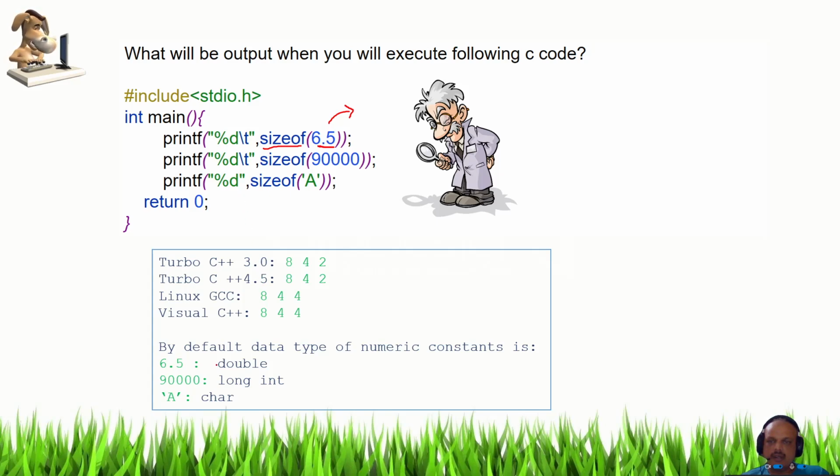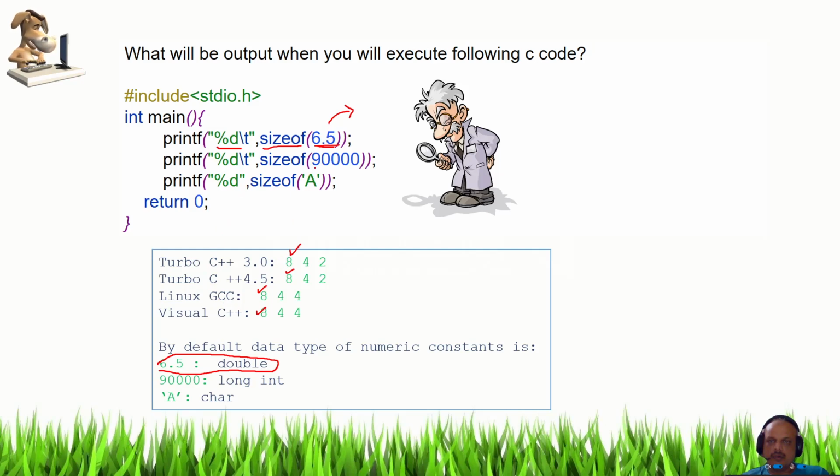So by default, a double is being assigned as the data type to store 6.5, not float. So 6.5 gets associated with the data type double, and in Turbo C, C++, or if you are using a GCC compiler or Visual C++, you need 8 bytes of data to store a double. So the number of memory bytes required to store a double is 8, as we know from my previous lecture.